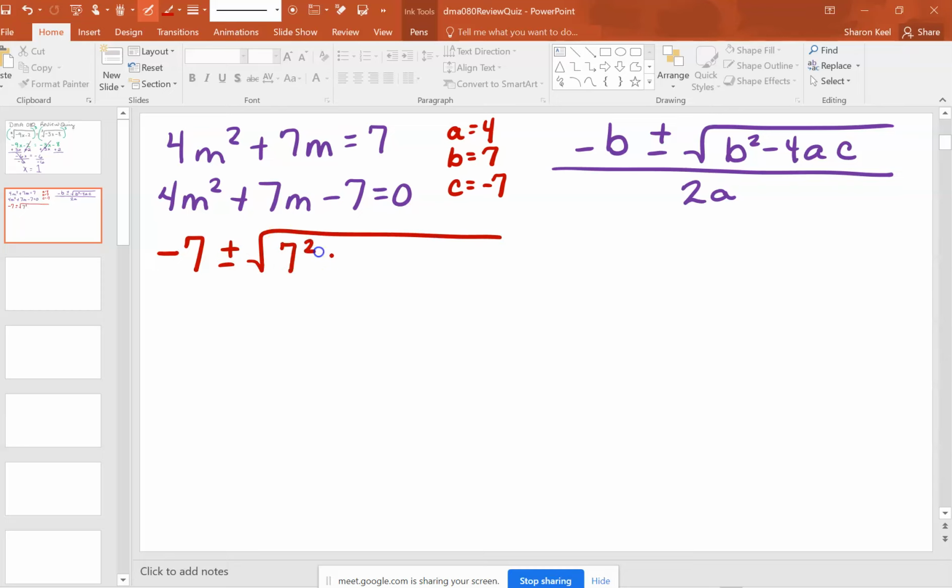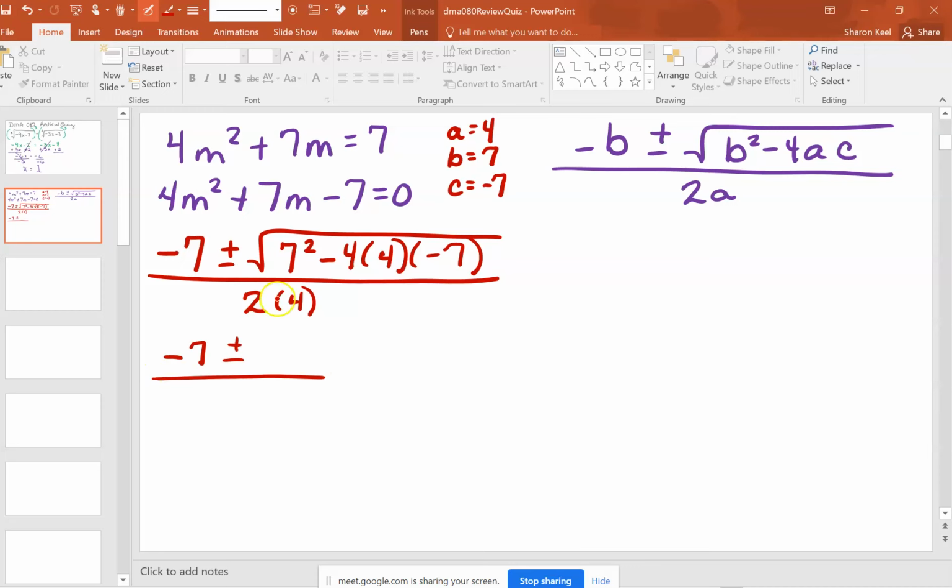So as I use this formula, I have the opposite of b, plus or minus the square root of b squared, which would be 7 squared, minus 4, a is a 4, c is a negative 7. Everything is over 2 times a, where a is a 4. So I'm plugging in the a, the b, the c where they are located here. Now, I have negative 7 at the front. 2 times 4 gives me 8.